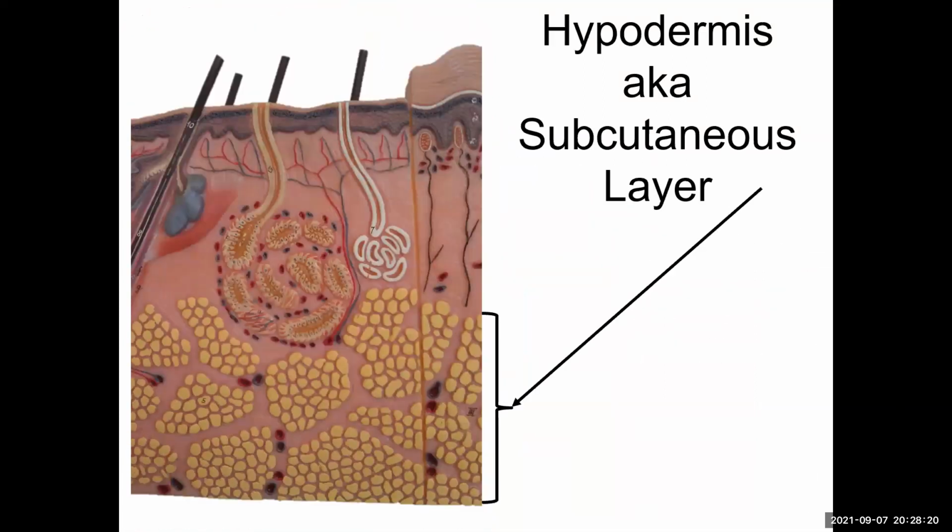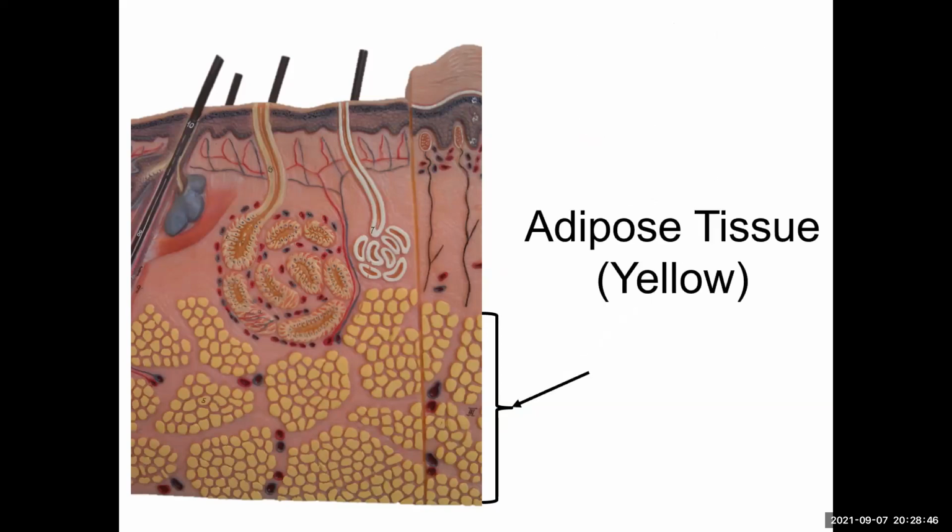Okay. So then again, I have to point this out. Below the dermis is going to be the subcutaneous layer, or the hypodermis. And the two main types of connective tissue are going to be areolar connective tissue and adipose tissue. In fact, those yellow clumps down there, that's all adipose tissue. That's what you see. Okay, moving on.